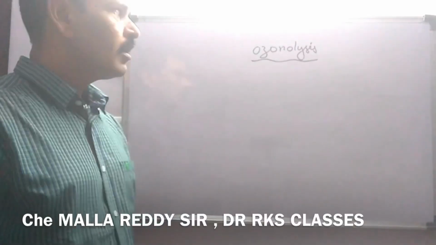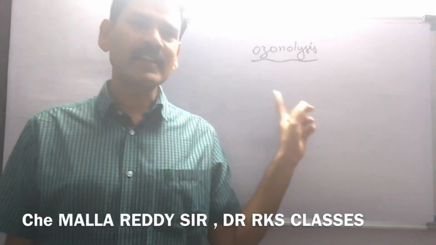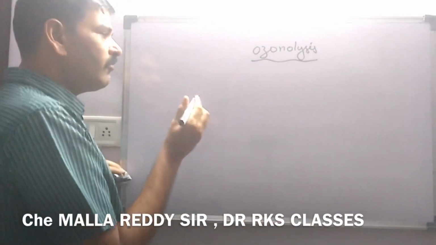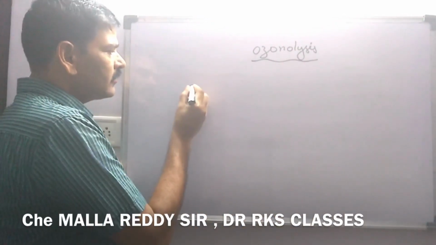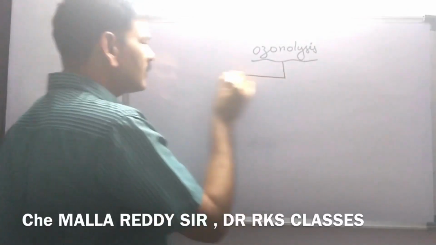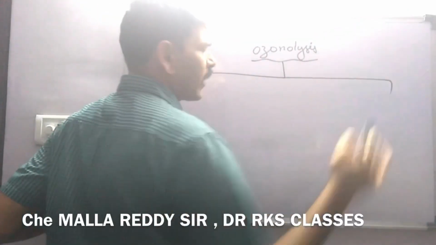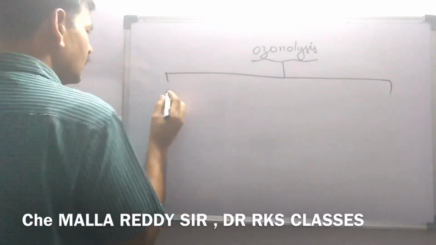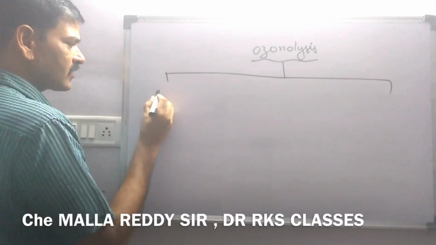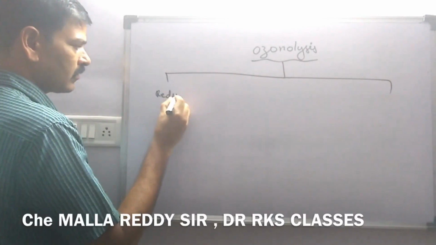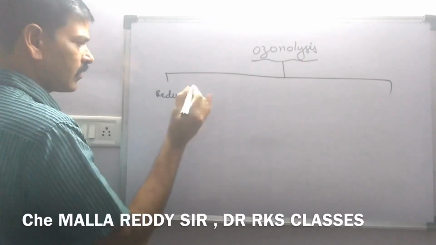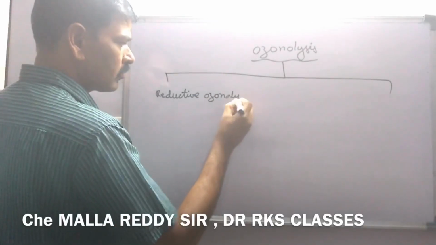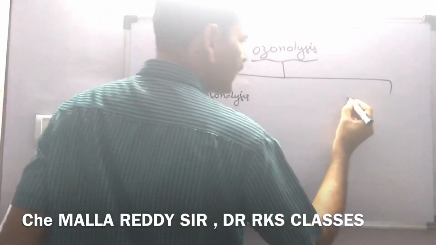Ozonolysis. By ozonolysis we can predict the structure of alkenes. Here ozonolysis is further classified into two types. One is reductive ozonolysis. Another one is oxidative ozonolysis.